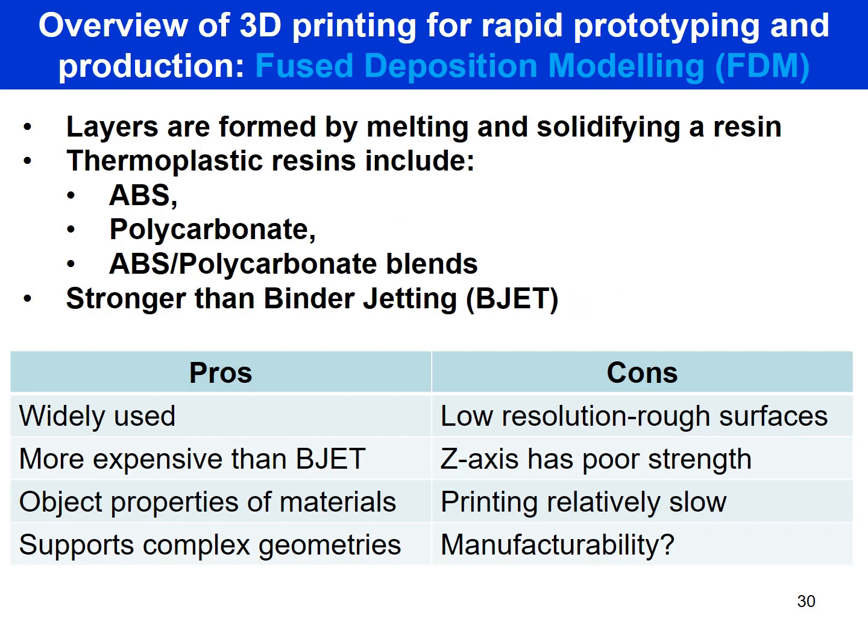The advantages are that it's widely used, though it is more expensive than binder jet. The object properties of materials can vary, and it supports complex geometry. The disadvantages are low resolution, rough surfaces, poor strength in the Z-axis, printing is relatively slow, and its ability to be manufactured is still under question.